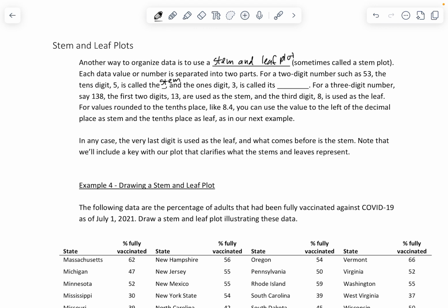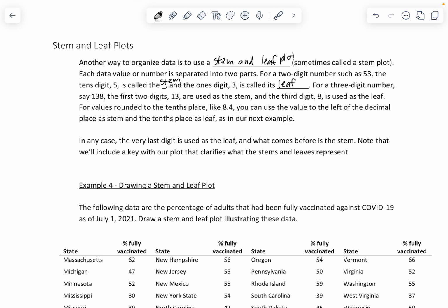And the ones digit, the 3, is called its leaf. For a 3-digit number, say 138, the first 2 digits, the 13, are used as the stem, and the third digit, 8, is used as the leaf.